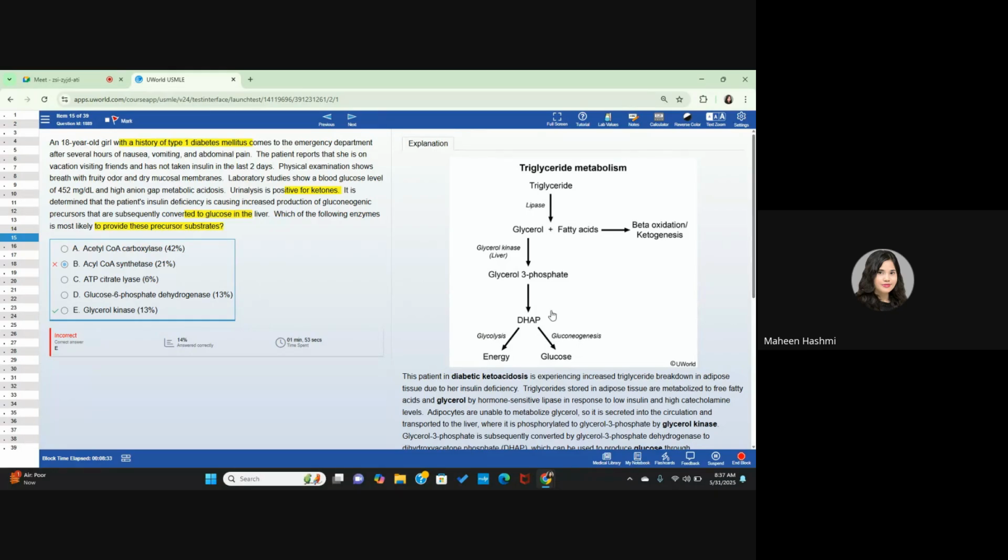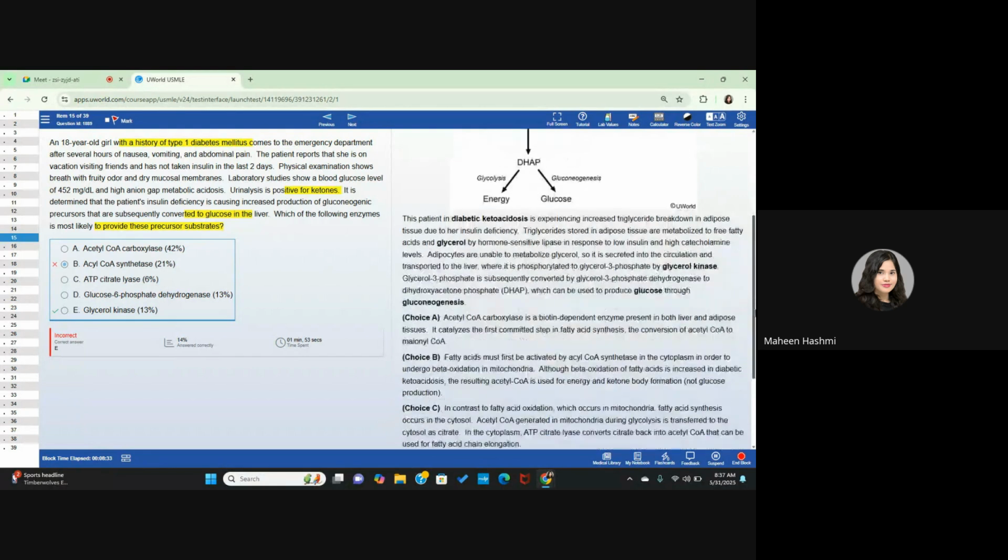So, okay, triglyceride, I understand it's confusing, but just try to get this in your head that triglycerides are the major source of glucose. Not even glucose in itself is a major source of glucose, but triglycerides are. Triglycerides, by lipase, get broken down into glycerol and fatty acids. There's beta oxidation. That is why there's ketogenesis going on. There's glycerol kinase converting glycerol into glycerol 3-phosphate, DHAP, and then there's energy, glycolysis, and gluconeogenesis.